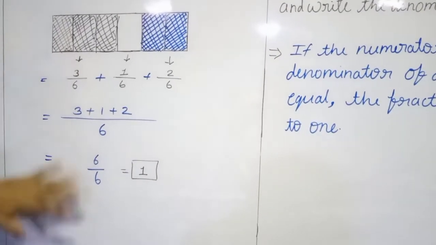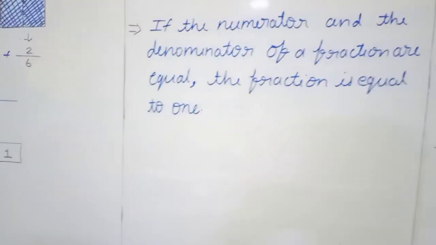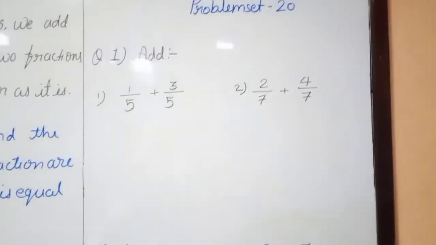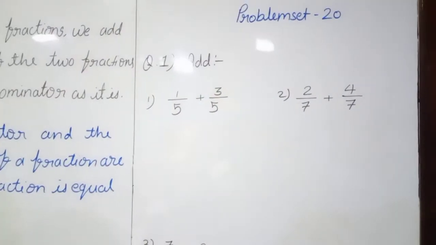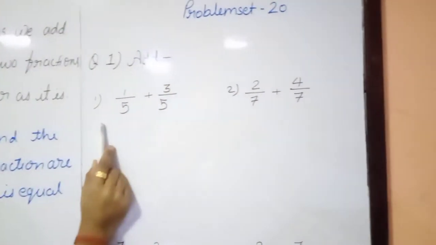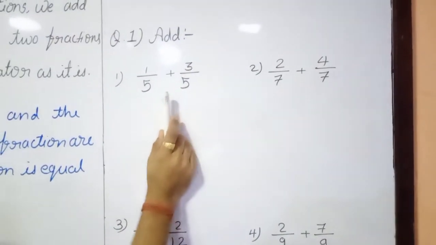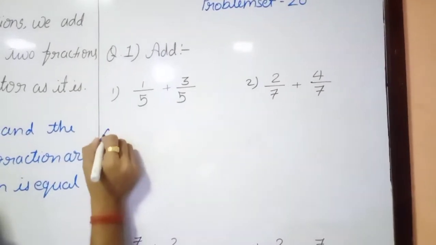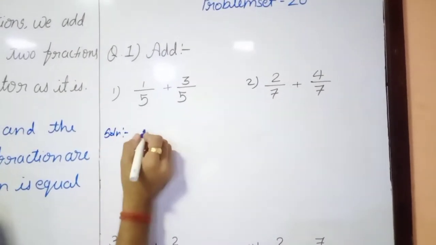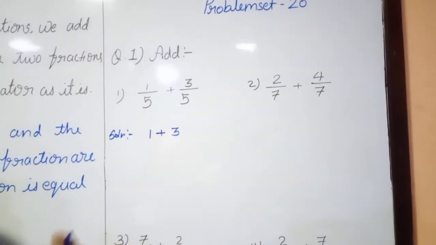Now on the basis of this, we have problem set number 20. Let's move to that. Here we have problem set number 20, sub-question 1: 1 upon 5 and 3 upon 5. We are able to see here that we have like fractions. So let's start. First, what we have to do is add the numerators.